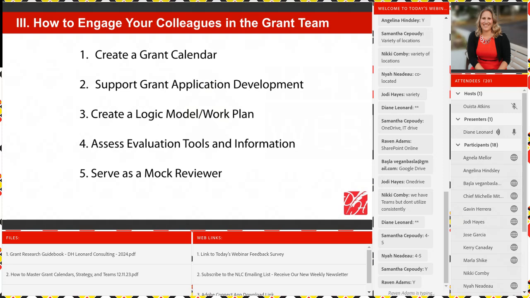What are the ways in which currently your colleagues are helping in some way? You get to define what the some way is. How are your colleagues helping right now related to the grant team process?